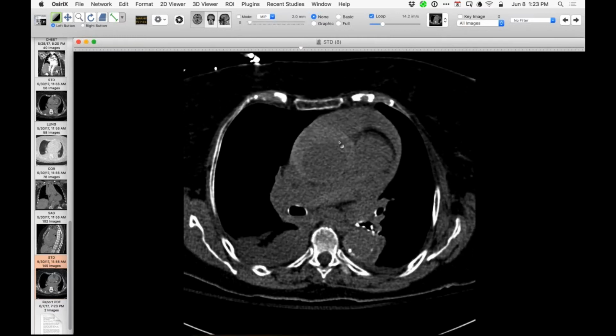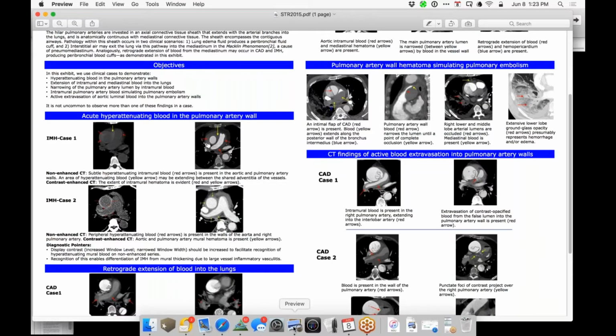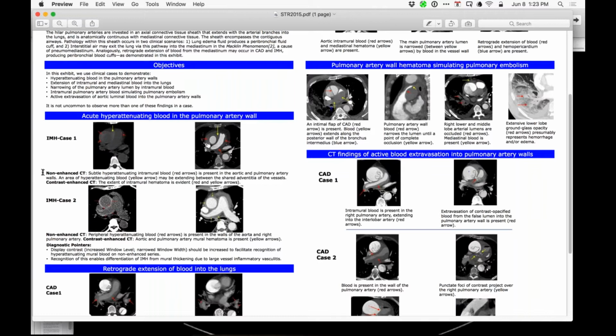So looking at the whole case now with this non-contrast with hyperattenuating clot, this is acute IMH with extension of hematoma into the aorta, into the pulmonary artery. And it's very much akin to this thing that we showed at the STR about 2 years ago, where you can get involvement of the pulmonary artery, as you can see there with those arrows right there, with blood in the case of an IMH. So that's what she has for sure.